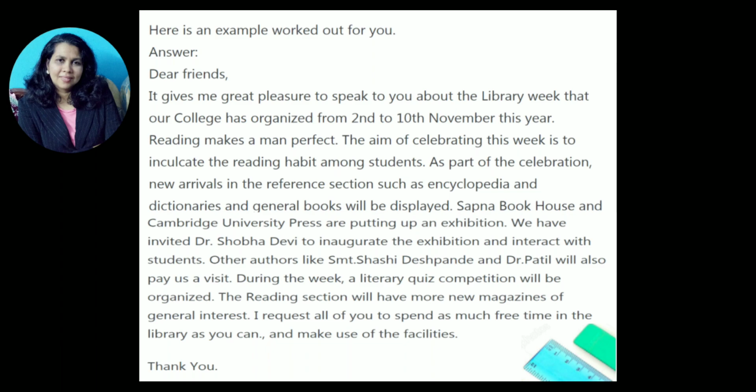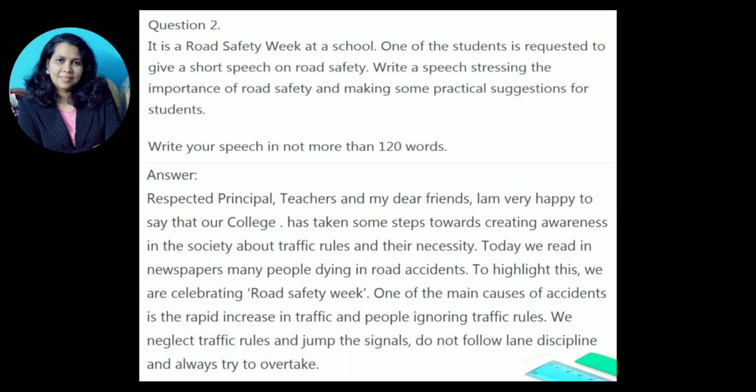So let us see the next question. In this question, there are no hints. Most of the time in the question paper there will be hints. In case there are no hints, you yourself can write. The word limit is 120 words. 120 to 150 words you can write. It is about road safety. So when you write a speech, at least in order to make it as one paragraph, 4 or 5 points must be there. So here, importance of road safety and making some practical suggestions for students.